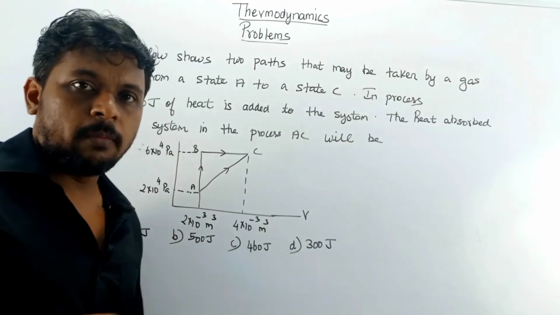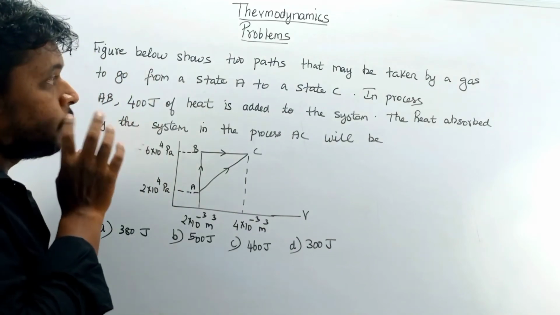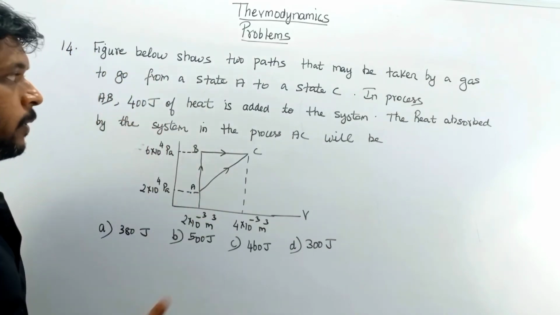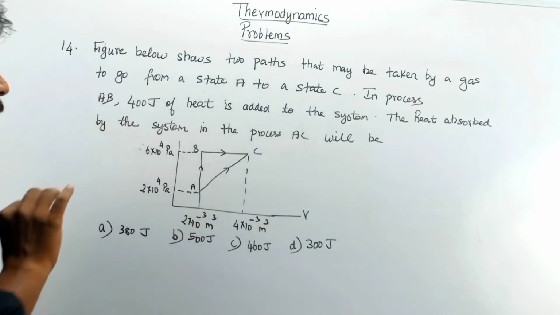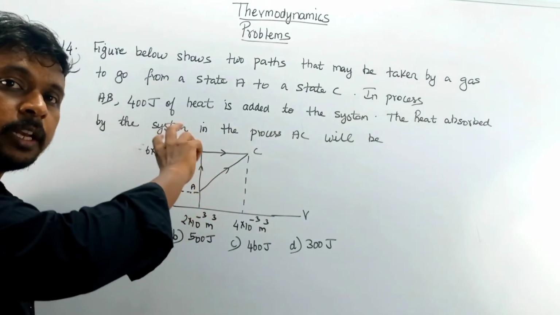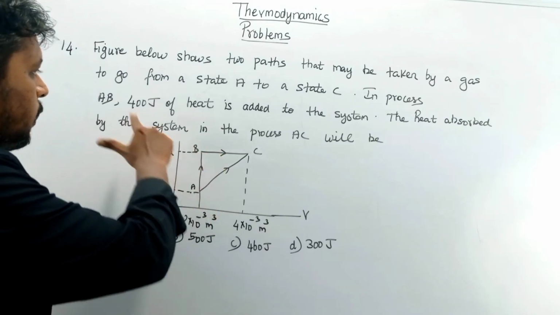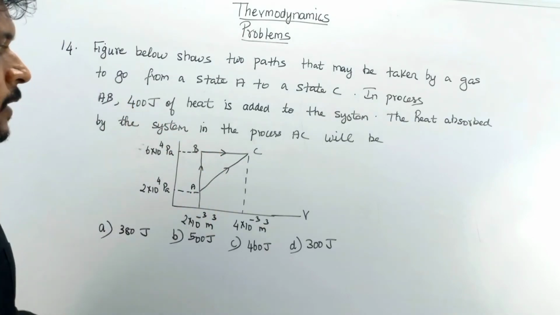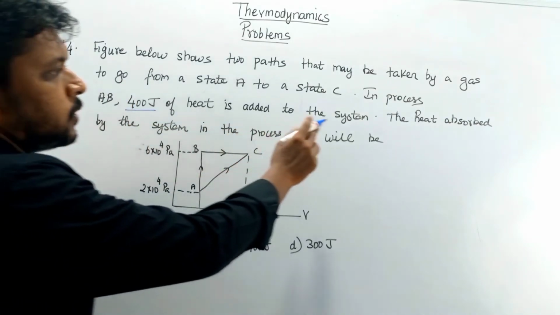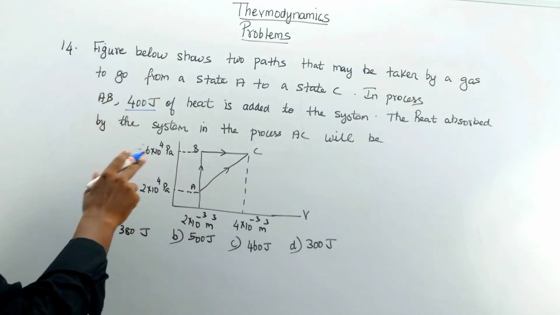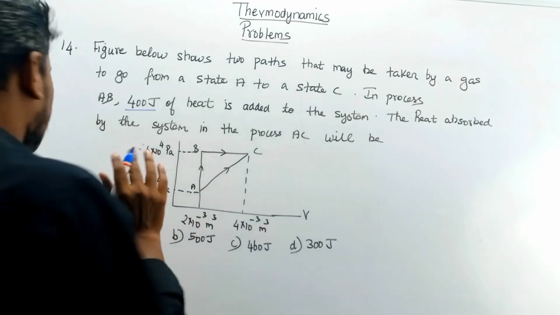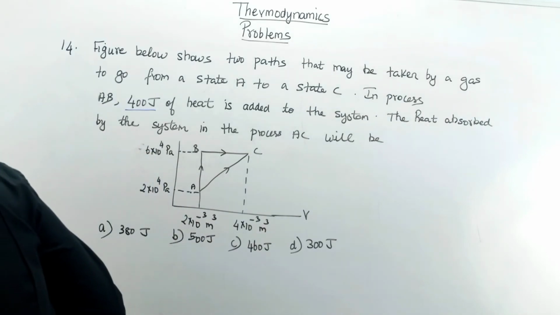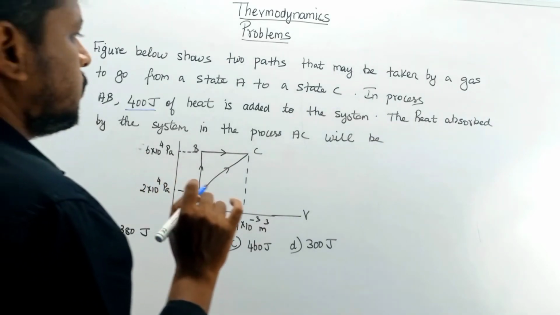Now in this 14th problem, the figure below shows two paths that may be taken by a gas to go from state A to state C, ABC and AC. For different processes they have given the heat supplied. In process AB, 400 joules of heat is added to the system. The heat absorbed by the system in the process AC will be, something is missing, the process BC.